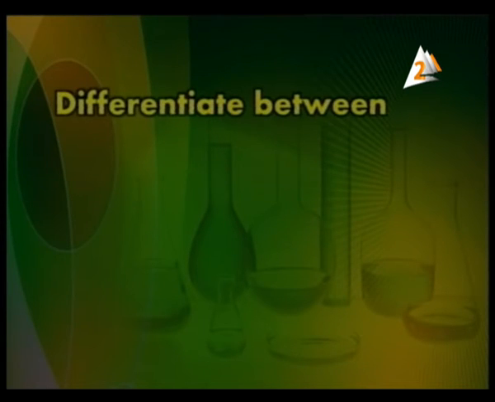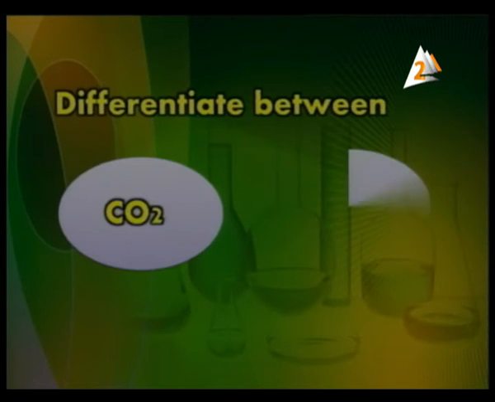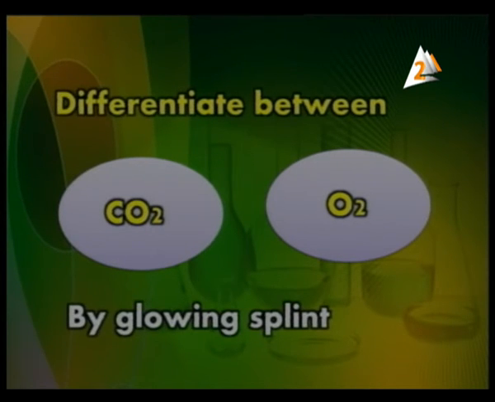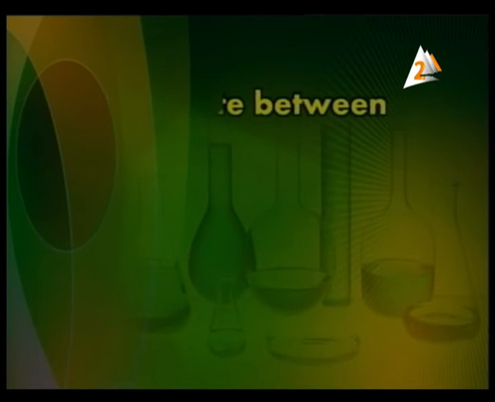Another one. Look. Can you differentiate between the gases evolved? Carbon dioxide gas and oxygen gas. Can we do that? Yes, carbon dioxide evolved from the carbonate, and oxygen is evolved from the nitrate. Now, if you have two tubes and want to differentiate, what do you do? By adding what? A glowing splint.